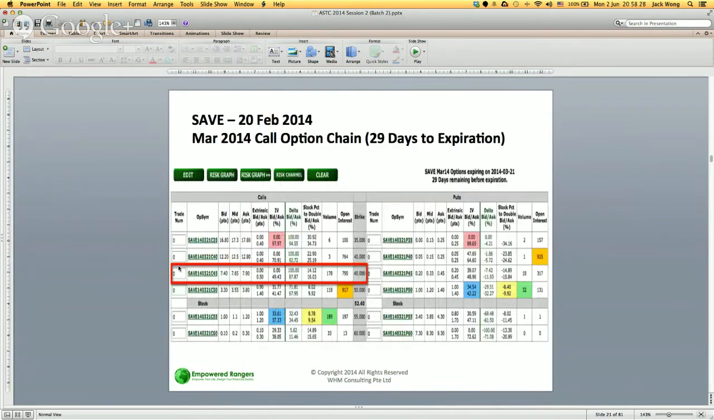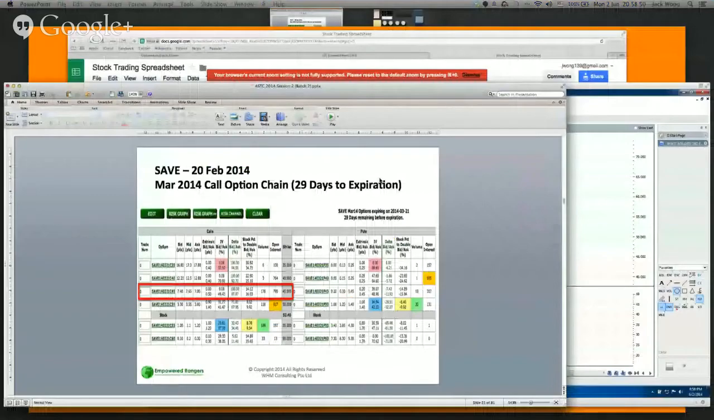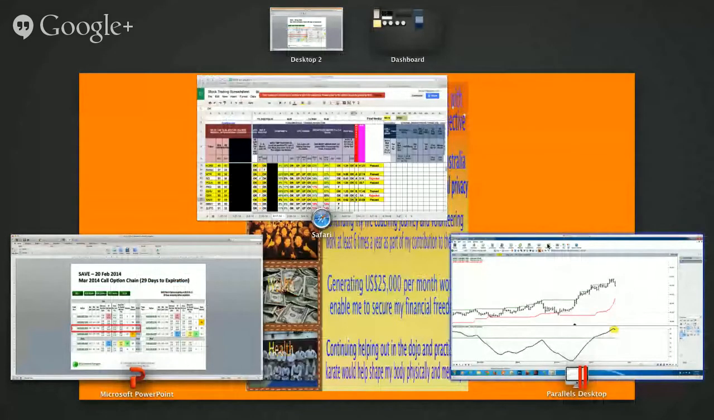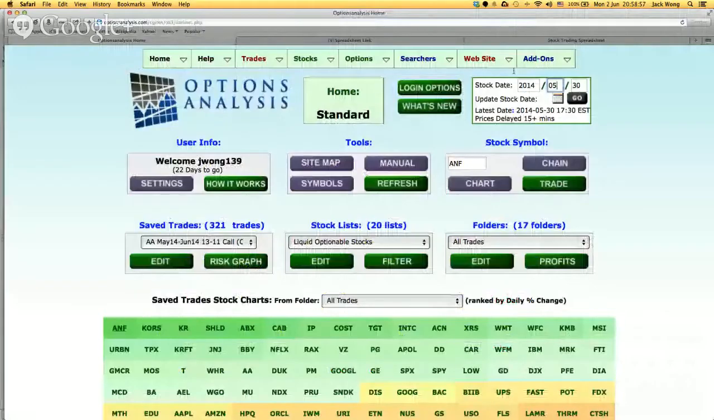Now I'm going to use SAFE as an example, showing you how it works. Now, as of 20th of Feb 2014, the March option has 29 days to expiration. Okay, so if I were to look at a 75 delta for options analysis, we go to the options data table. So let me show you how to do it. Okay, so I'm going to options analysis. Okay, so turning back to 220.